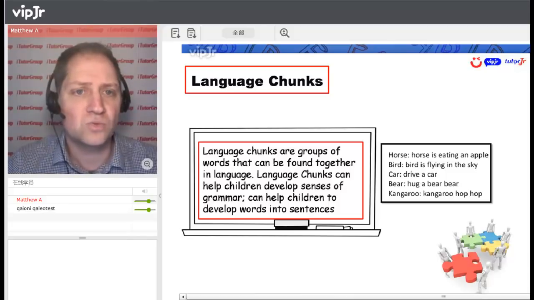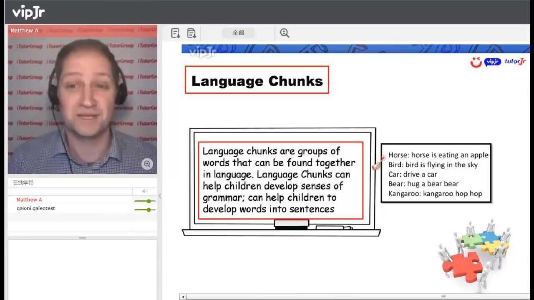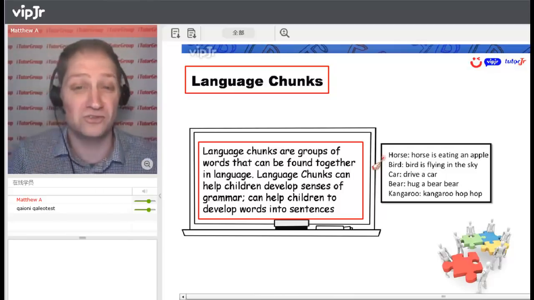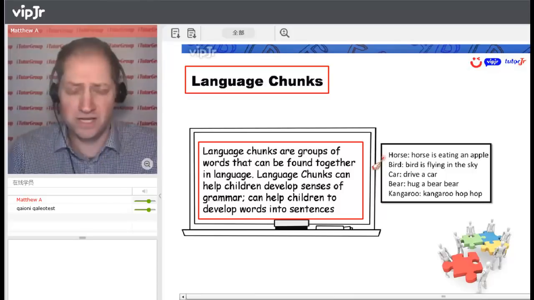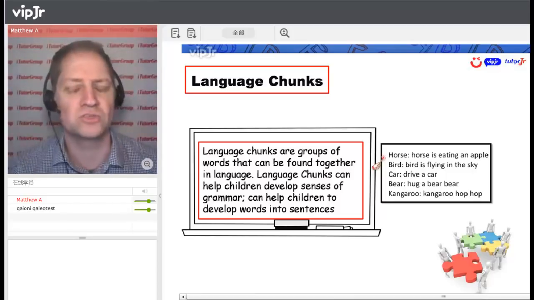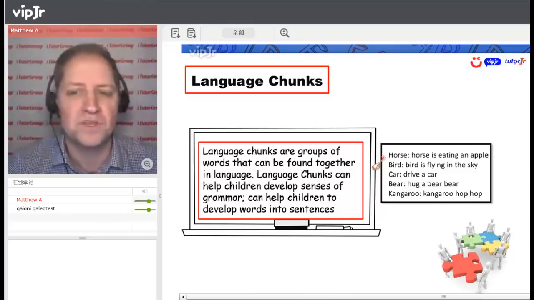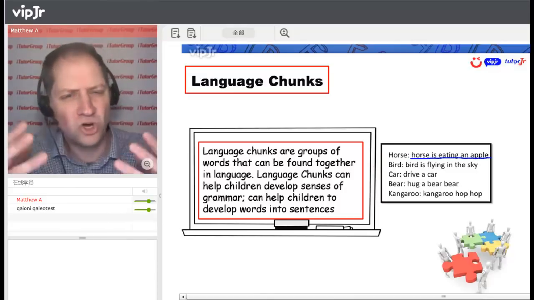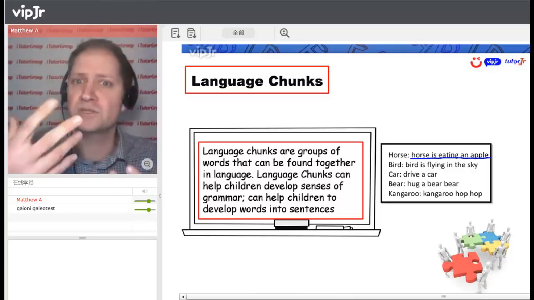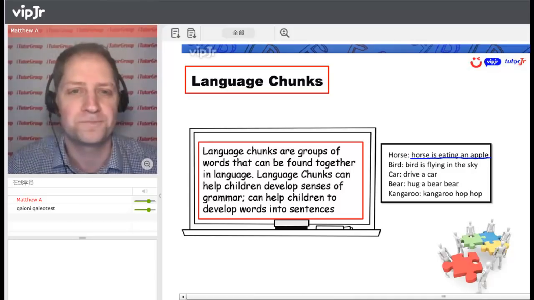So imagine that we are teaching the word horse, for example. Maybe we do the actions, the noise, maybe we have a picture, and we teach horse. And they've got it, they've got horse. But then we want to add some language chunks to it. We could perhaps say, for example, horse is eating an apple. It's a common group of words that would go together when we're talking about horse. Horse is eating an apple.